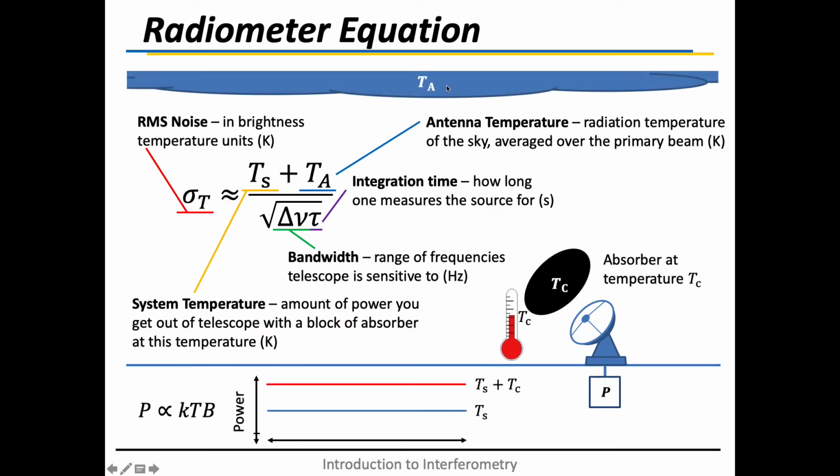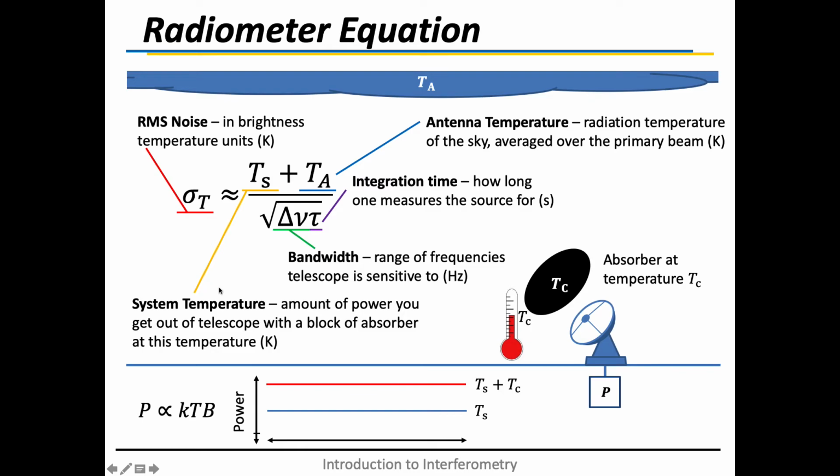So if you imagine the sky as having a particular brightness temperature, the antenna temperature is basically the brightness temperature averaged over the field of view of the telescope. So that's what the antenna temperature is actually measuring.